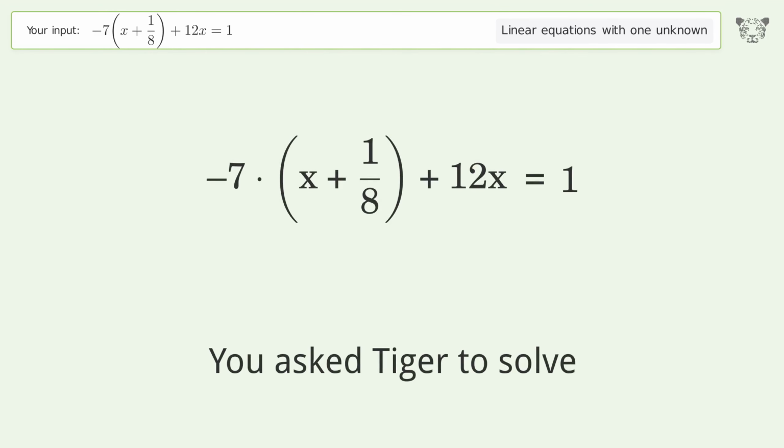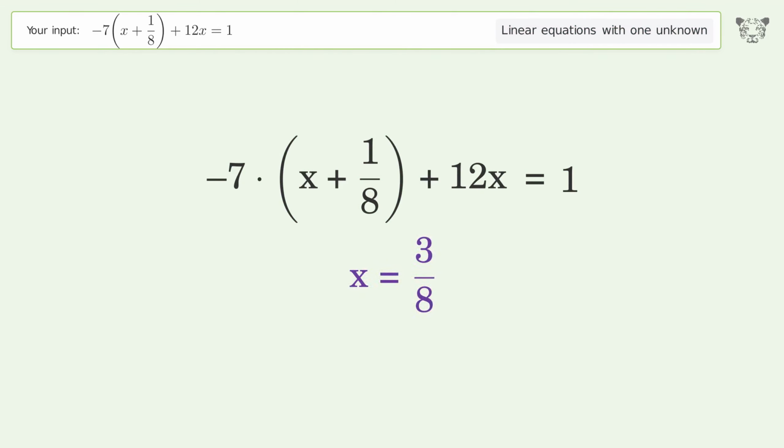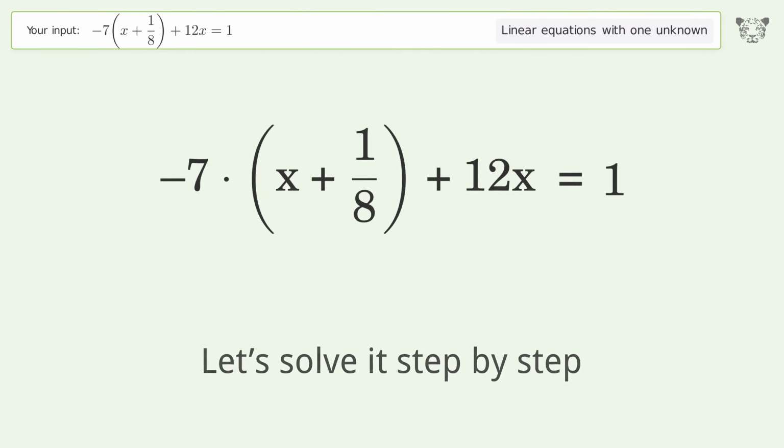You ask Tiger to solve this. It deals with linear equations with one unknown. The final result is x equals 3/8. Let's solve it step by step.